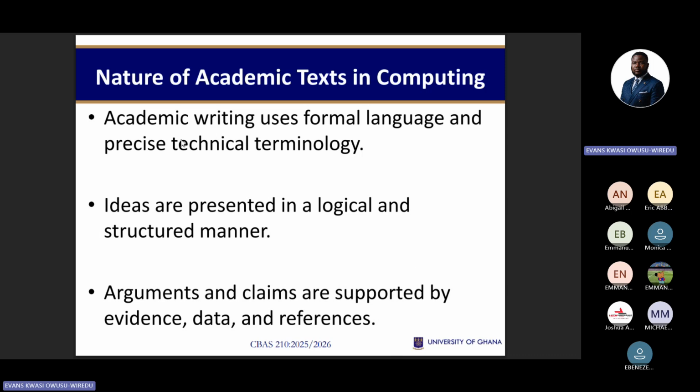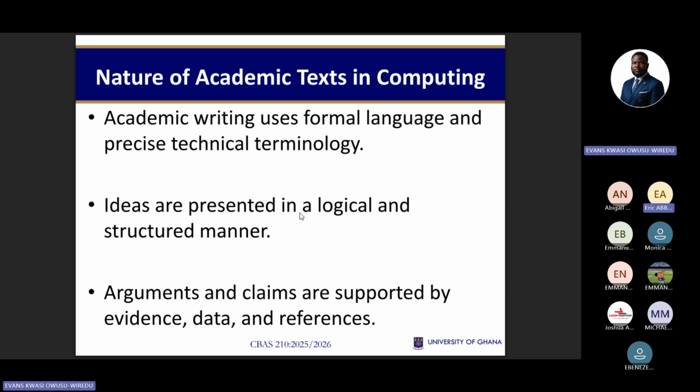Let me just talk about here. Academic writing uses formal language. This is one of the natures, right? So you can pick everything that we have done before and bring it. The ideas are presented in a logical and structured manner. So this one is what I was trying to explain. You get it? So it comes from ideas. Ideas are presented in a logical and structured manner.